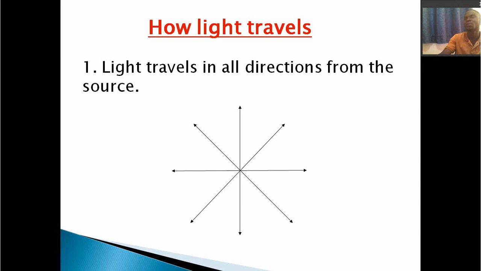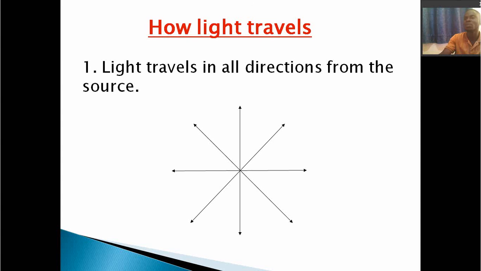Yesterday we looked at some of the properties of light and we said that light travels in all directions. Yes, we are saying that light travels in all directions from the source. Now take this as your source where I'm pointing right here using my cursor. If that is the source of light, then light will start moving. If you switch on a bulb, light can spread in all directions, like the way you are seeing those arrows. Those arrows are representing the light rays that are moving in all directions.